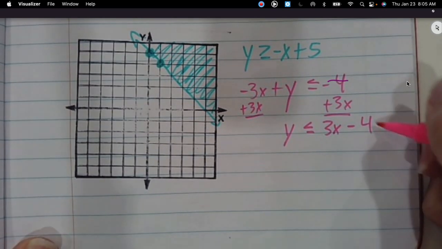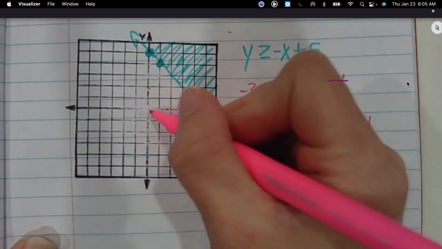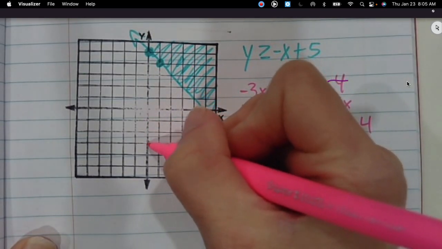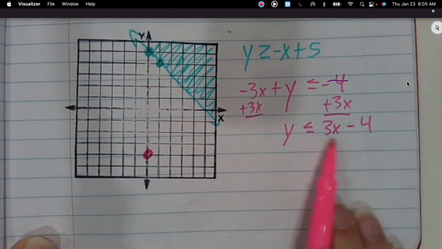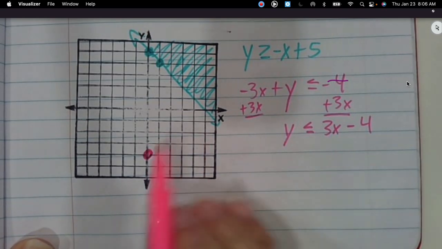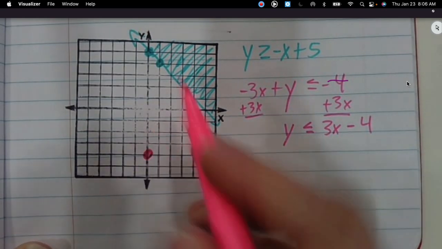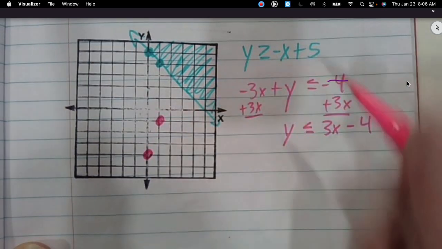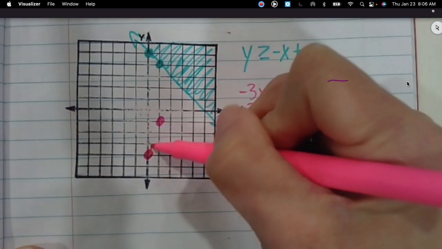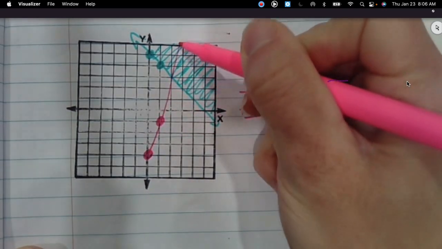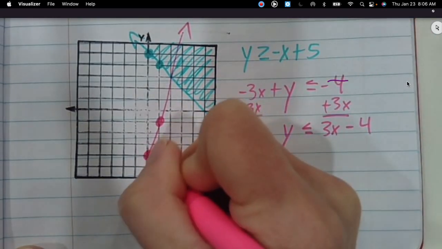The starting point on this one is -4: -1, 2, 3, 4. From there, where do I go? Here. Up 3 and over 1. Up 1, 2, 3 and over 1. Dotted or solid line? Solid, because it's equal to. Okay, I know that's not the best line.